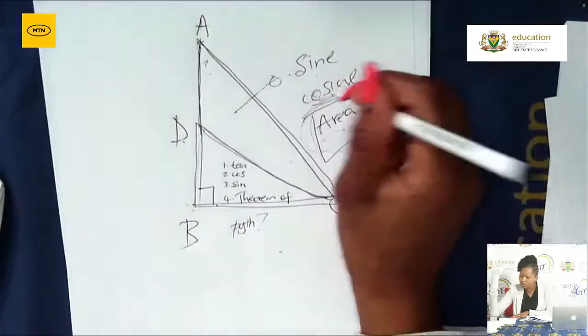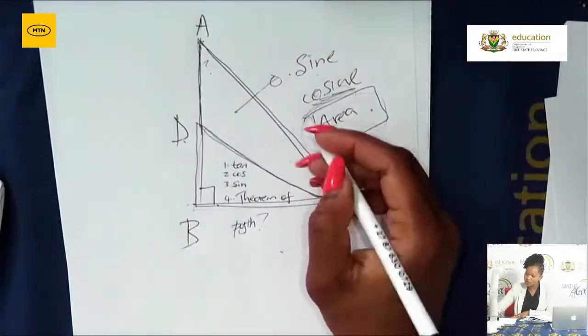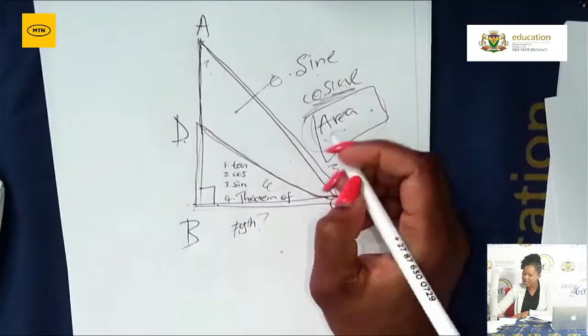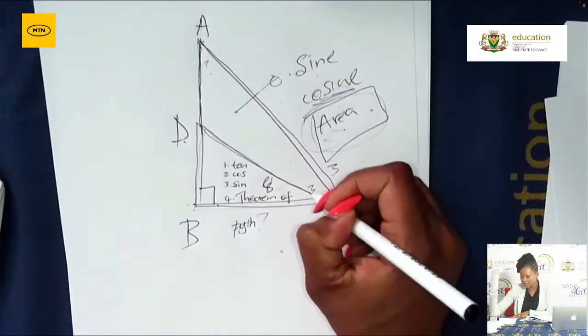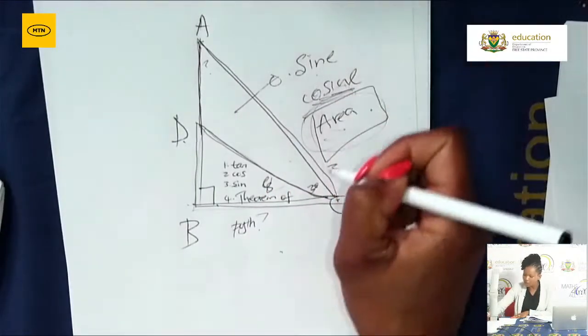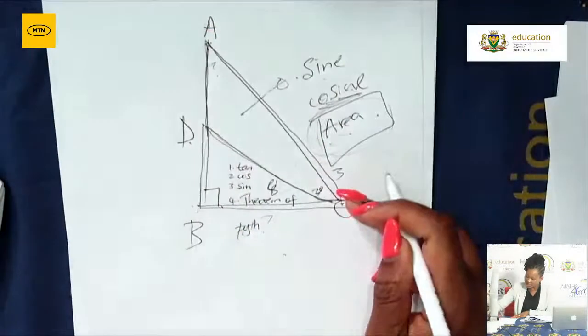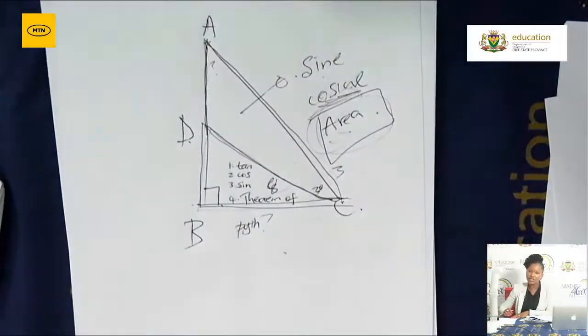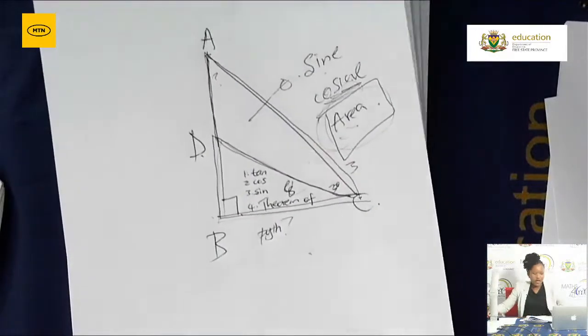Otherwise, the cosine rule will be used when two sides are given and an included angle. This cosine rule, you use it when we have two sides, this side given and that side, and an included angle. All right, moving on.